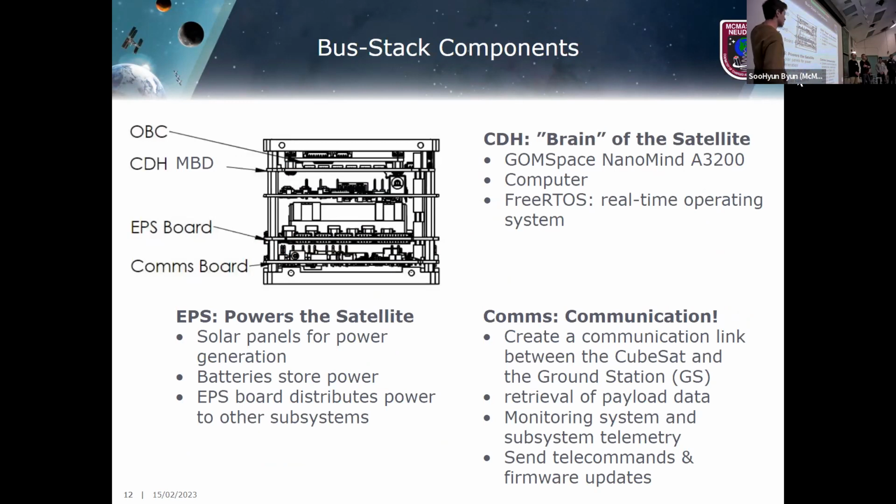So below the instrument, we have the bus stack, and that really comprises itself of 3 major components. At the top is the command and data handling, or CDH board. They're like the brains of the system. They control every other part of the satellite, as well as communicate with the ground, receiving commands.